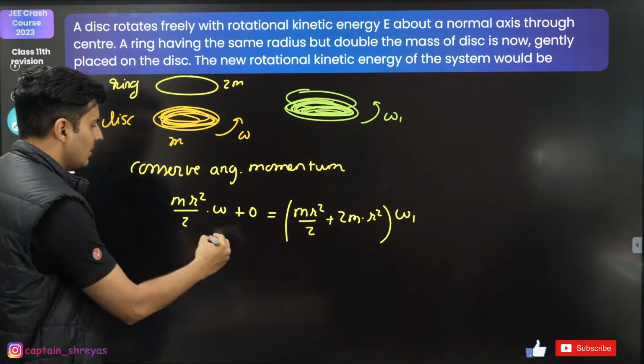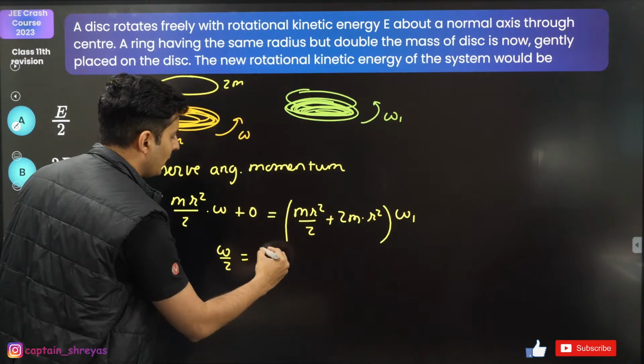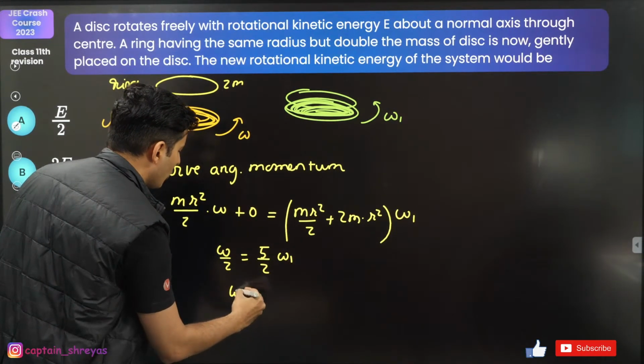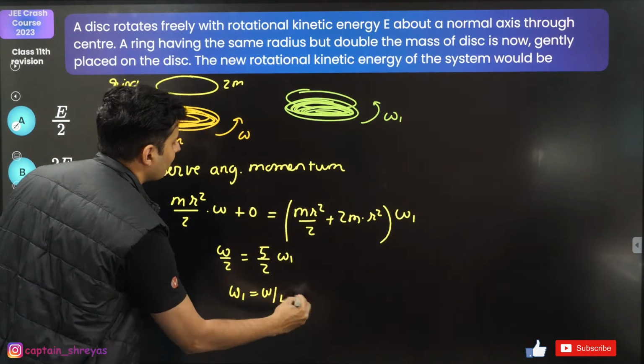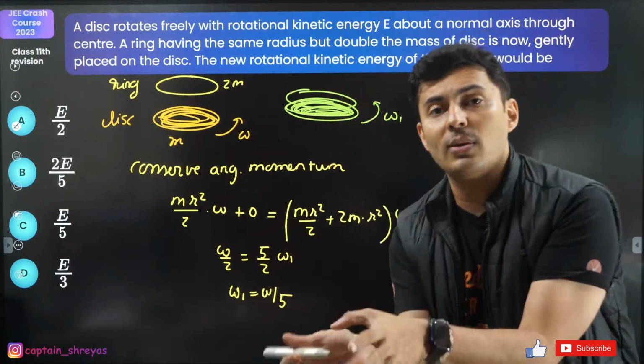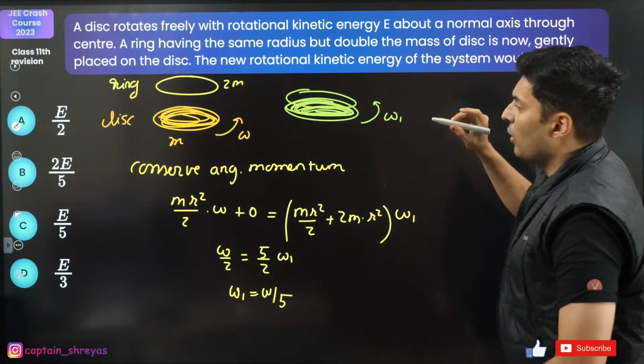mr square cancels. This will be omega by 2 is equal to half plus 2, which is 2.5 or 5 by 2, and this will be omega 1, the 2 cancels. So omega 1 will be omega by 5. Once I find the new speed, I can find the new energy. How? Observe. The new energy will be how much?